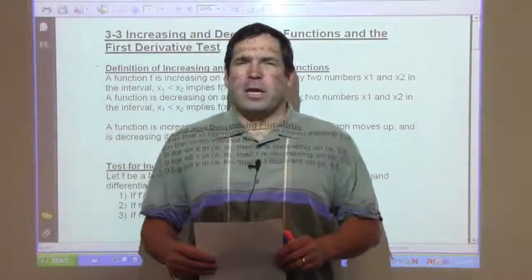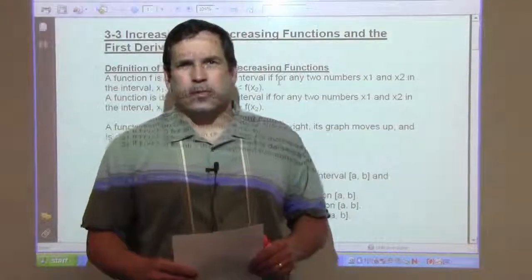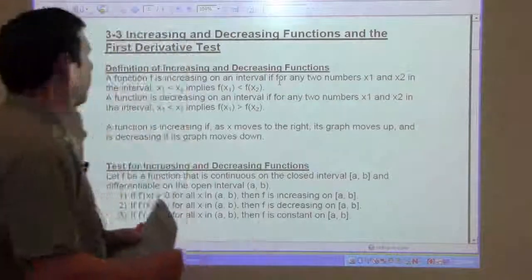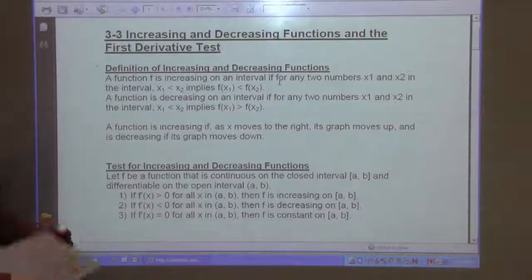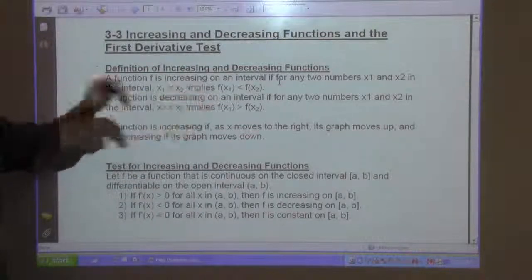Hello, welcome to 3.3, increasing and decreasing functions and the first derivative test. Definition of an increasing and decreasing function. We should know what this is already. I think we talked about this in pre-calculus.